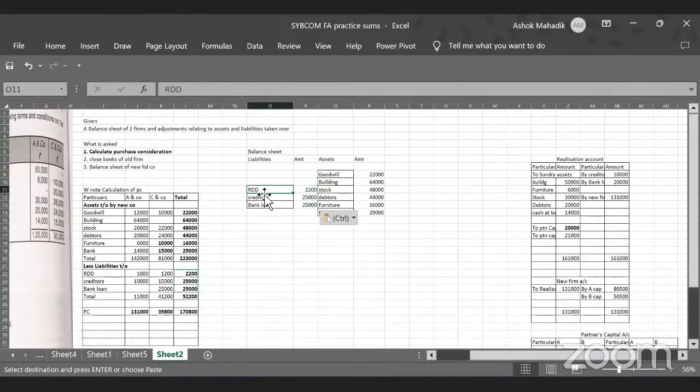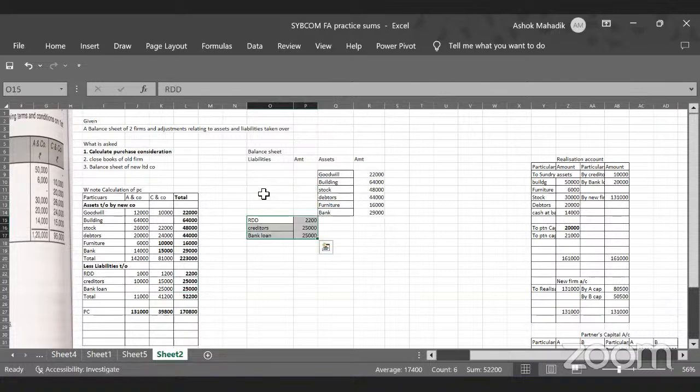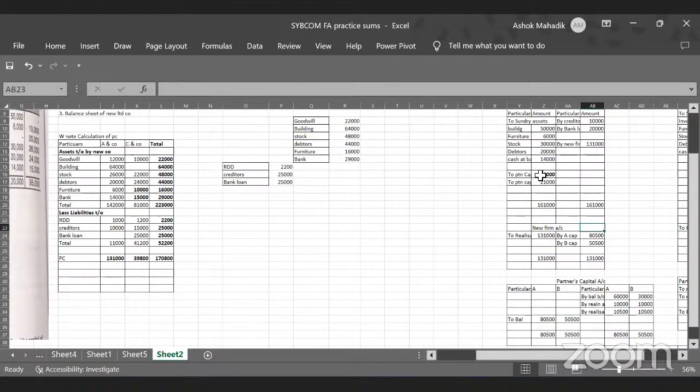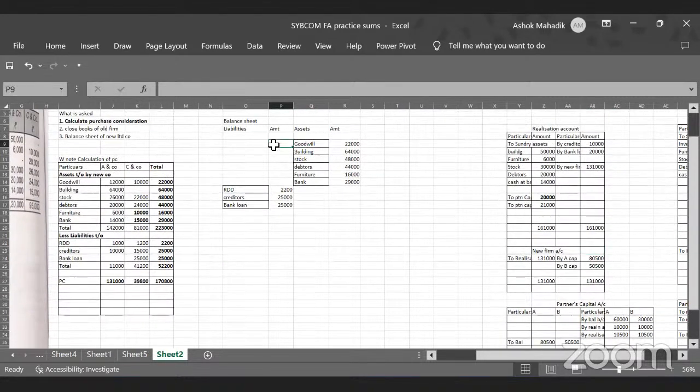Now, what about capitals? We have to use values from the new firm account. Look here. We had made this new firm account, right? There we had capital of A and B. So we can copy it here. A is capital and B is capital. I have to just manually write the values. Okay. I have used formula there. So 80,500 for A, 50,500 for B.